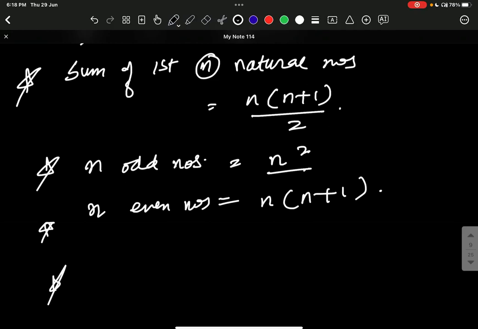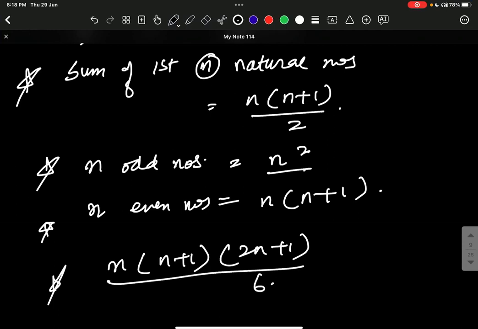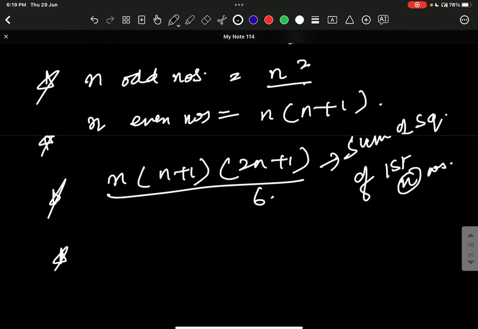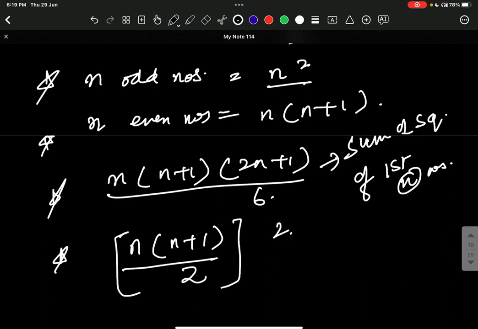Next point, then the sum of the squares of the first n natural numbers you have to calculate. That is n into n plus 1 into 2n plus 1 divided by 6. This is the sum of squares of first n numbers. Okay. Now supposedly if it is being asked that you have to calculate the sum of the cubes of the first n natural numbers, then the formula is n into n plus 1 divided by 2 whole square. So these are some basic formulas you should know, right?